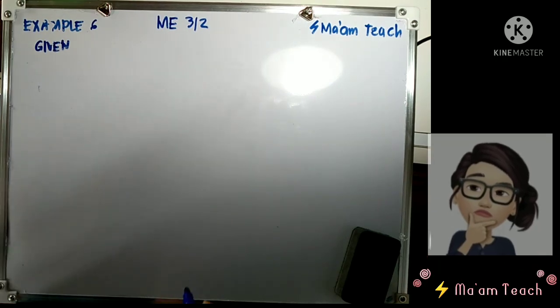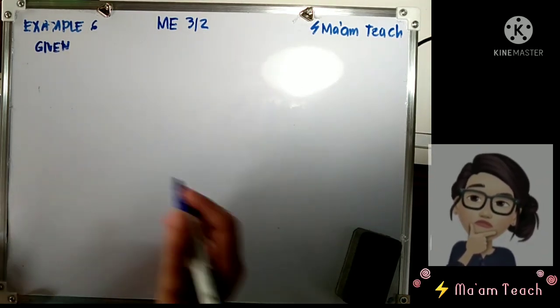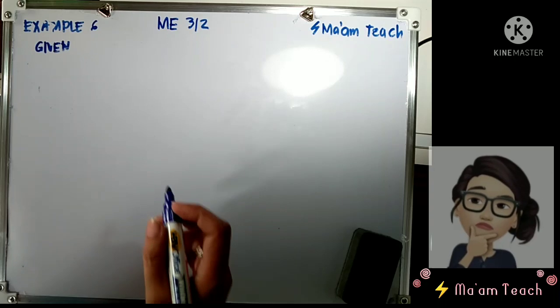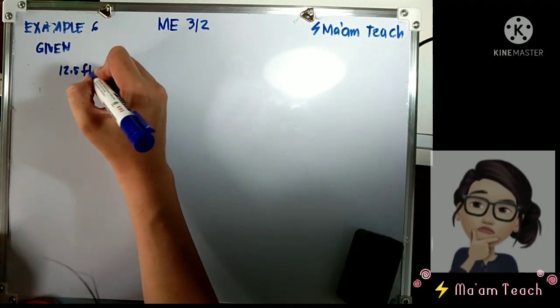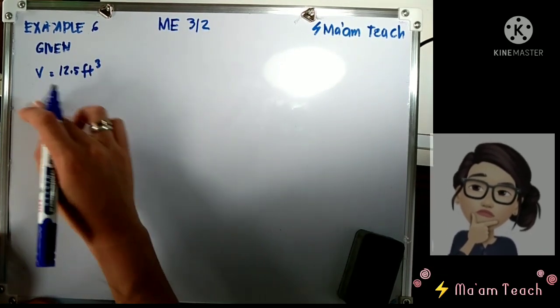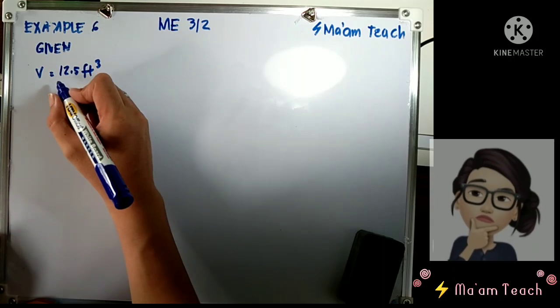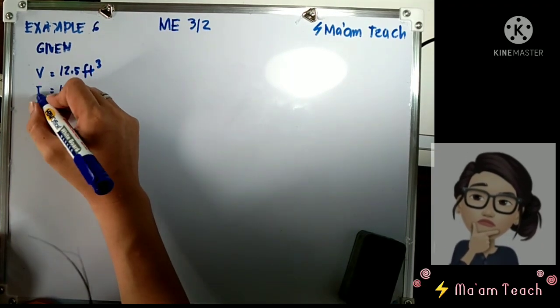Okay, class. So we are now on example number 6. Kindly open your modules on page 5. In example number 6, we are given 12.5 cubic foot, which is already our volume. We also have 120 degrees Fahrenheit. Obviously, this is our temperature.